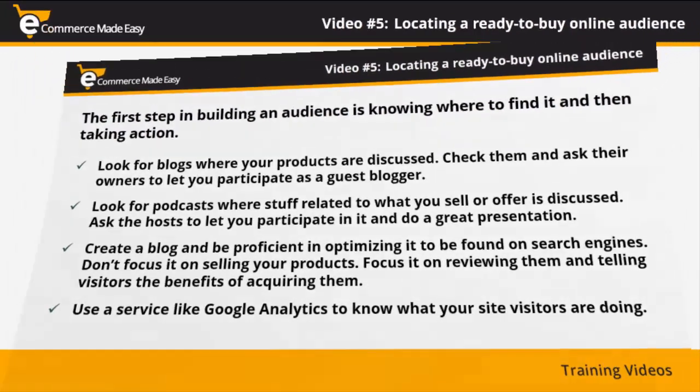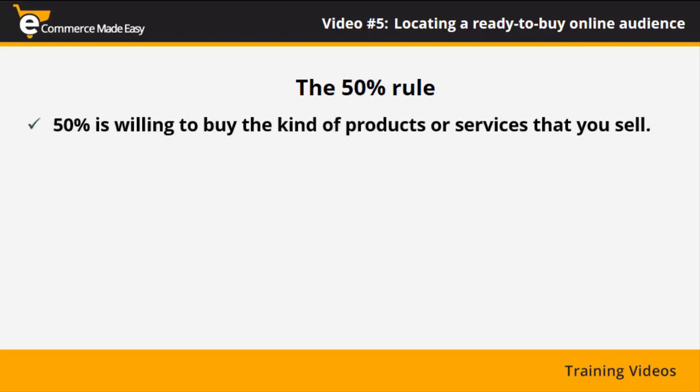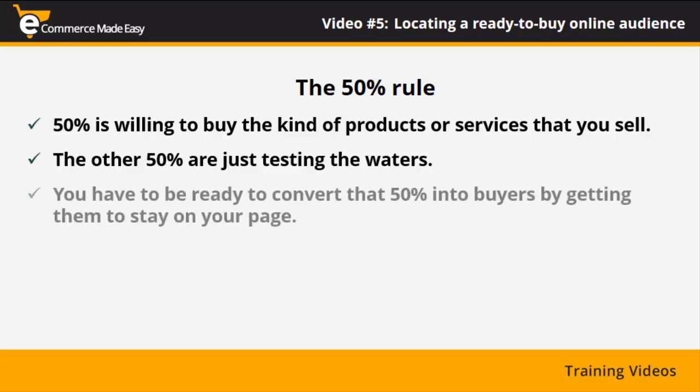The 50% rule. E-commerce case studies demonstrate that for all your visitors to your website, 50% is willing to buy the kind of products or services that you sell, and the other 50% are just testing the waters, which means that they are still looking around for the best offer they can find. What this number shows you is that you have to be ready to convert that 50% into buyers by getting them to stay on your page.